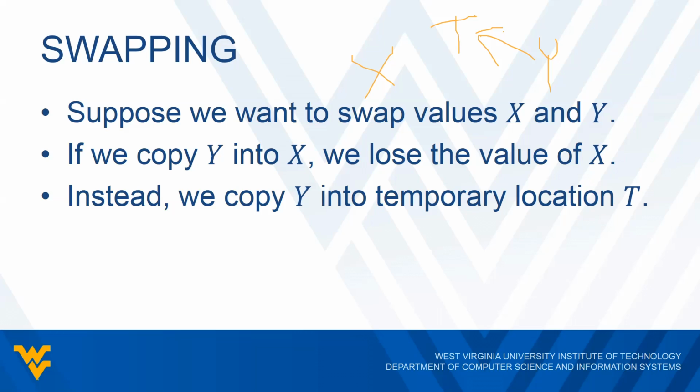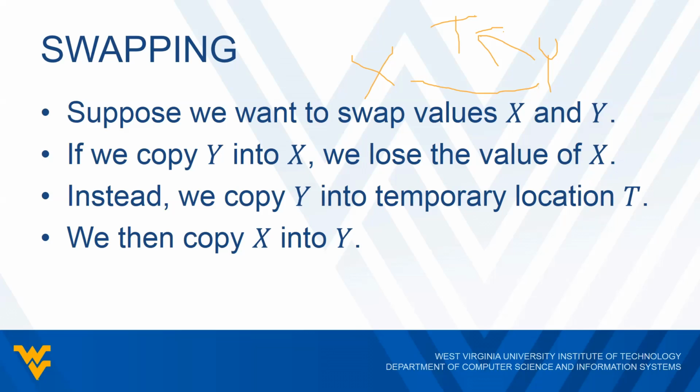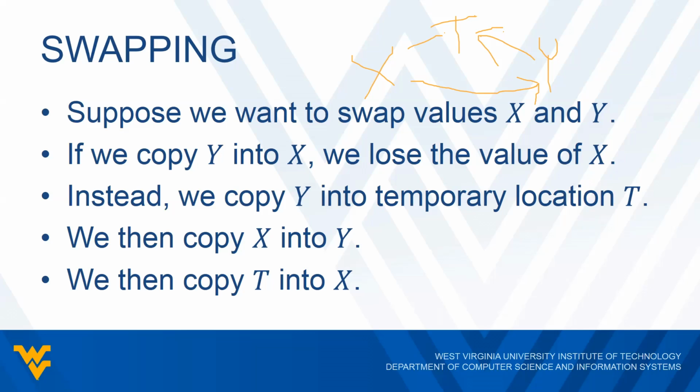This means the value of x is preserved. We haven't obliterated it. So now we can copy x into y. I'm going to take x and copy it over to y. Sure enough, that does get rid of the value of y, but y is in t, so we have that value preserved. Now we can copy t and store it into x. So now x has the value of y, and y has the value of x. We have now successfully swapped the two values. And all we had to do is have one memory location to let us temporarily store one of the two values.